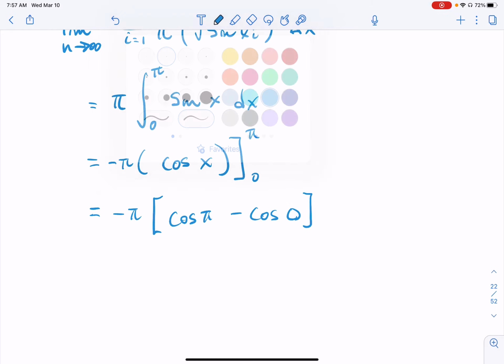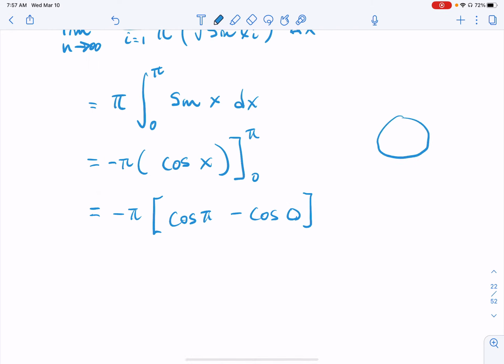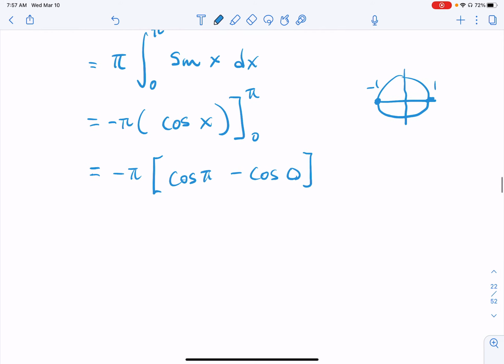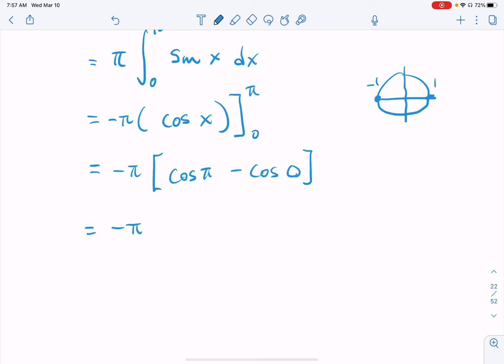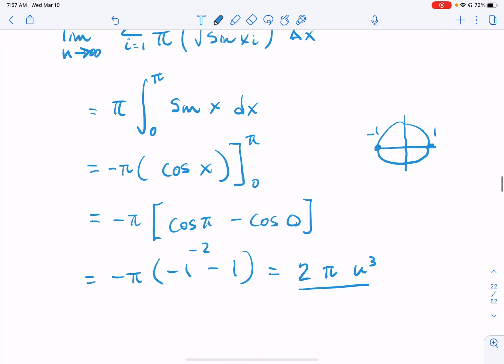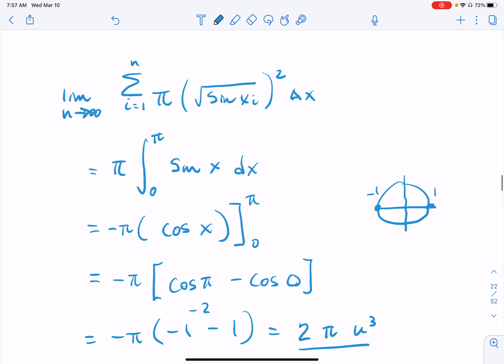Let's see. I guess I can use that same exact color. Here's my unit circle. And then we're at these 2 points. So over here we got a -1 for cosine, over here, of course, we have a 1, the x-coordinate. We've got negative pi times (-1 minus 1). Inside I get a -2, multiply it times the negative pi on the outside, get 2 pi units cubed. And so there is the volume of that solid of revolution.